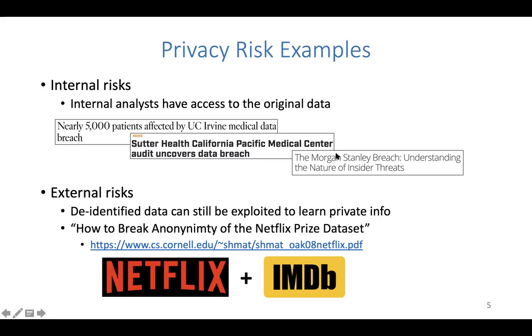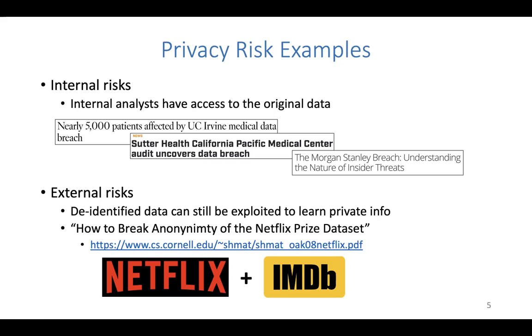So for example, these are some famous privacy risk examples, such as UC Irvine Medical Center. There was a potential breach of nearly 5,000 patients because of internal access to the patient records. Same thing goes for Sutter Health, an organization that I did my internship at. At Sutter Health's California Pacific Medical Center, an internal audit uncovered some data breach.